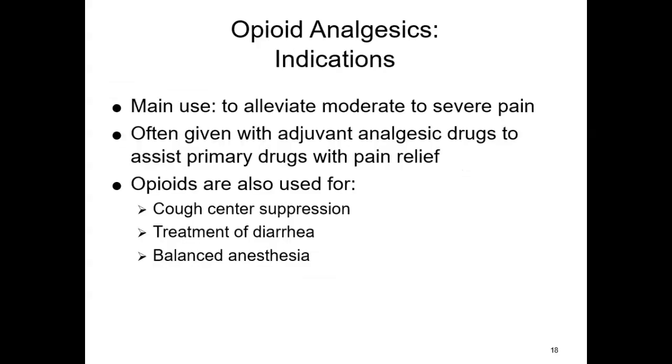So why do we use opioids? Moderate to severe pain, often with those adjuvant drugs we talked about. And we also use them for other reasons. Cough center suppression, so people with coughs. Opioids to treat diarrhea. If we look at the side effect being constipation, this can make sense. And also for anesthesia, pain control during anesthesia.